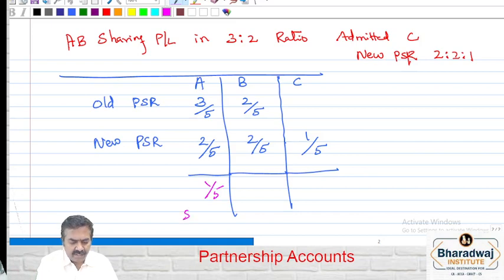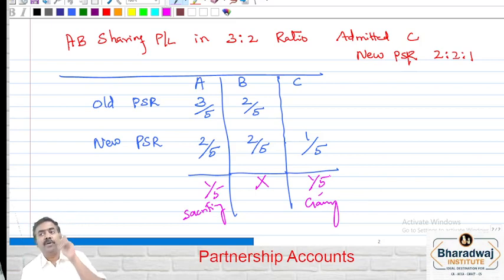A is sacrificing 1/5. But what about B? B is not sacrificing or gaining anything. Old position is 2/5, new position is also 2/5. Who's gaining? 1/5. Always the new partner will gain the ratio which is sacrificed by the old partners. In this problem only A is sacrificing and B is not sacrificing anything. C is gaining.